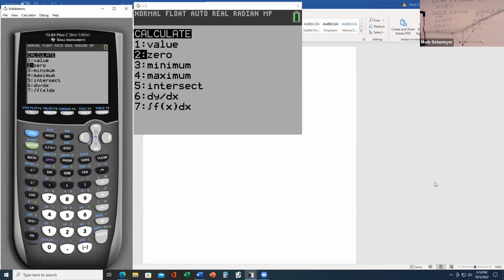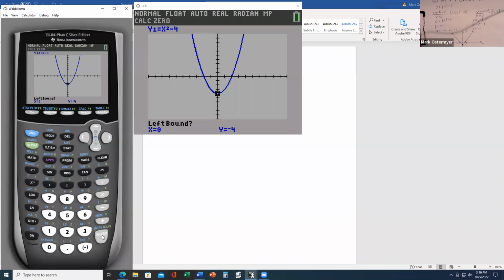The zero function is the function that we always use to find zeros or x-intercepts. We'll learn later on in this course that the words x-intercept and zero are synonymous with each other. They mean the same value. So to find the x-intercepts, we always use the zero function. Hit enter to activate the function. You'll see your graph reappear, and you'll see a blinking cursor somewhere on your graph.